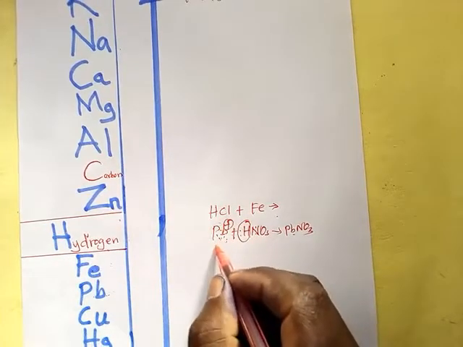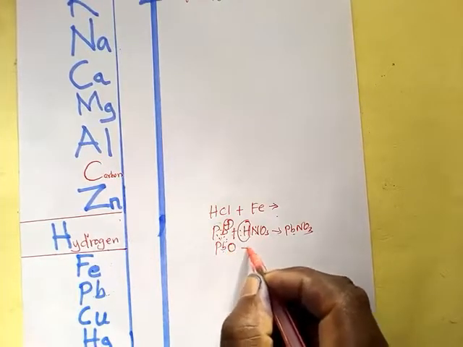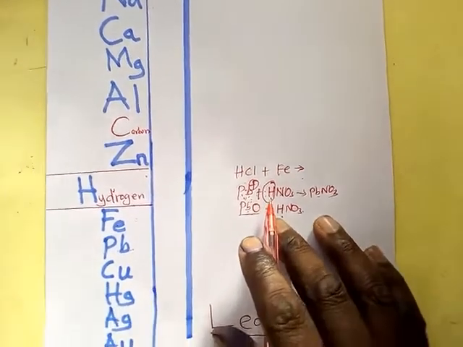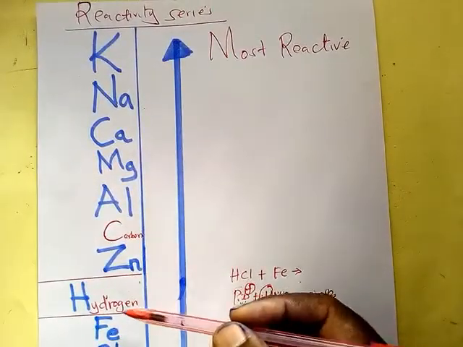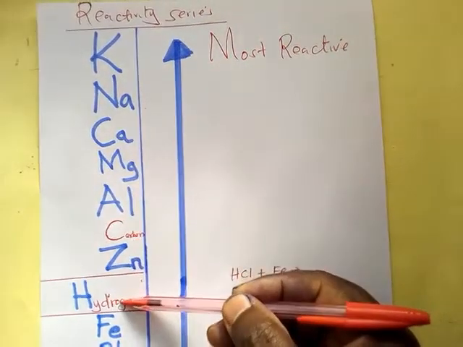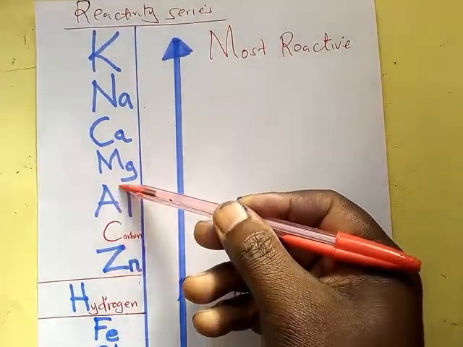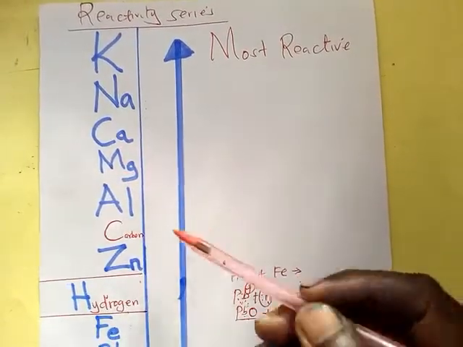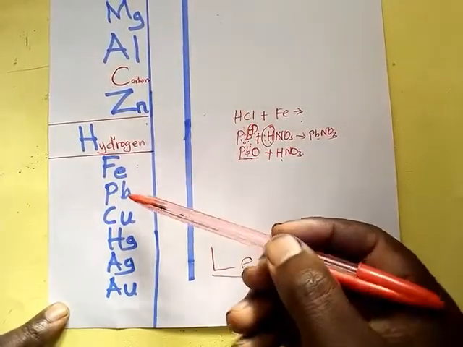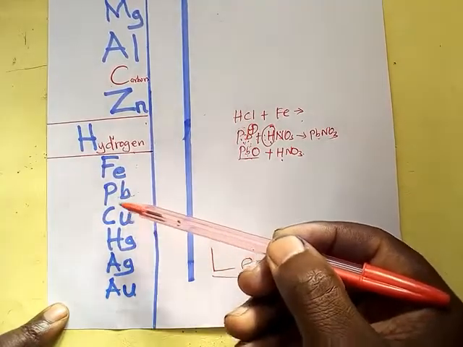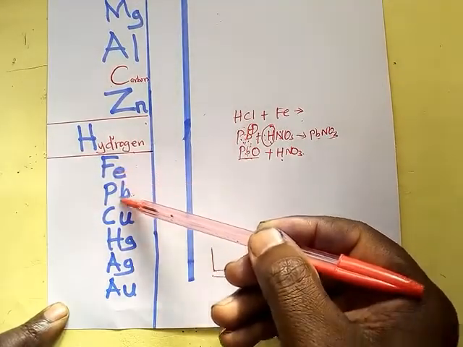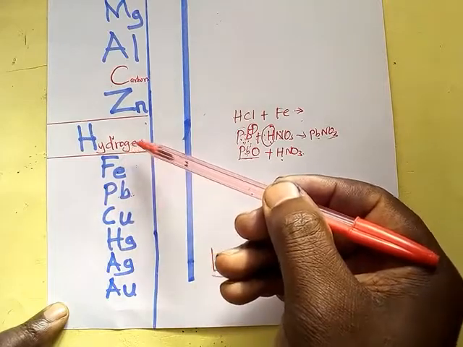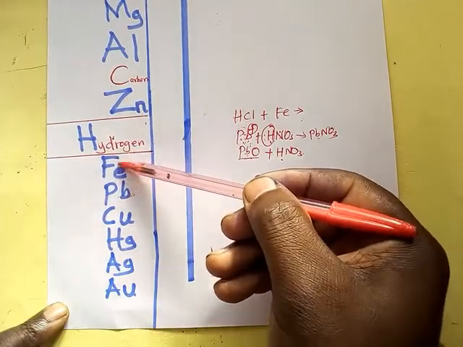Therefore, in this case, you must react lead with oxygen to form lead oxide and then react with nitric acid. Now you must make it an oxide. Very important. Therefore, this reactivity series is important for you to understand that all metals that are above hydrogen, you can react with acids directly and form the salts you want to form. But metals below hydrogen, iron, lead, copper, you cannot react with acids directly to form salts, because the metals cannot displace the hydrogen in the acid because they are less reactive than hydrogen.